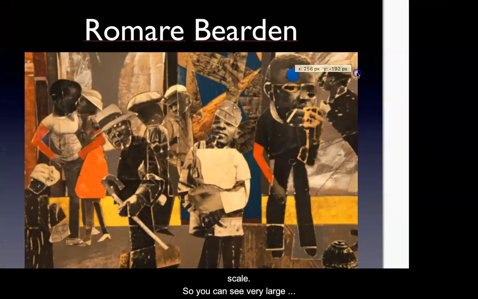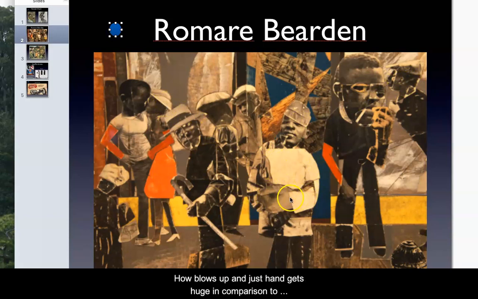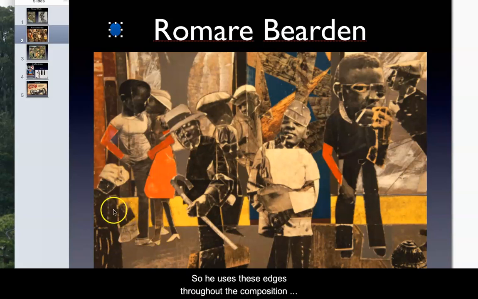You can see this very large head right here, these heads that belong on the figures here, except this one that's a little overlarge. So he's changing the scale of some of these heads. I love this arm right here, how it blows up and this hand gets huge in comparison to everything else. So he's playing with several different things here. Notice his edges, how they work within this composition. They're not sloppy or rough, but they add to the composition. Why aren't they sloppy or rough? I'll be pointing this out when I grade your pieces, because we see it here, here, here, and here. So he uses these edges throughout the composition and turns it into something.